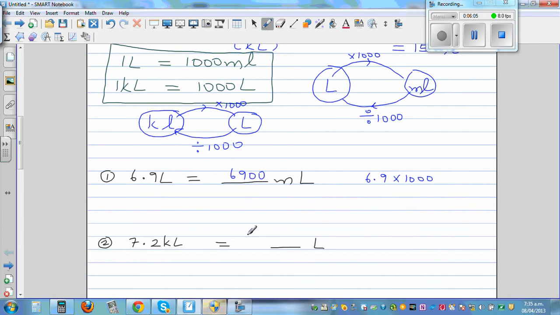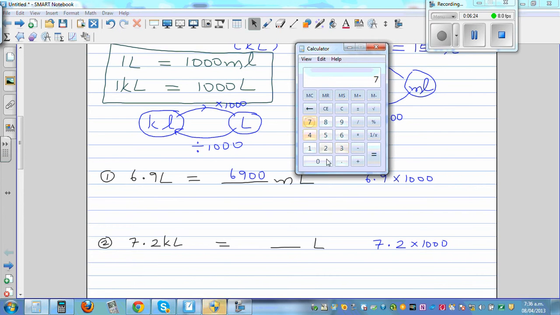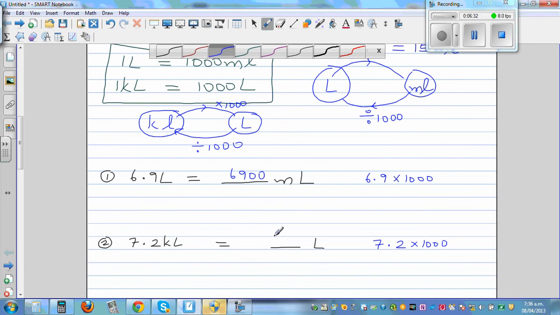Now from kiloliters, you want to change into liters. Is the number going to get bigger or smaller? From kiloliters to liters, it's going to get bigger. So the same process: it is 7.2 times 1,000. Use your calculator. 7.2 times 1,000 is 7,200 liters.